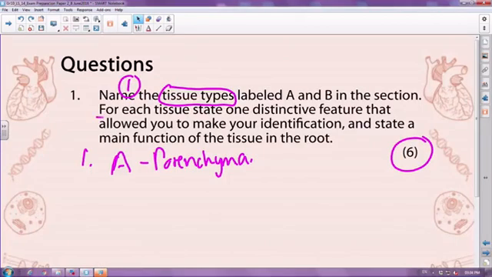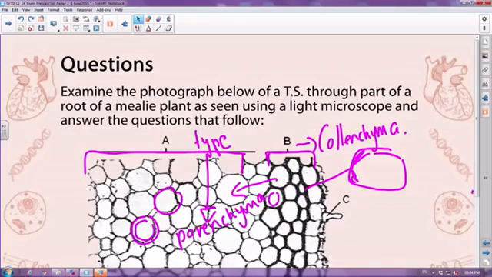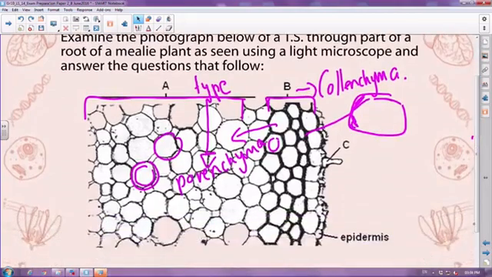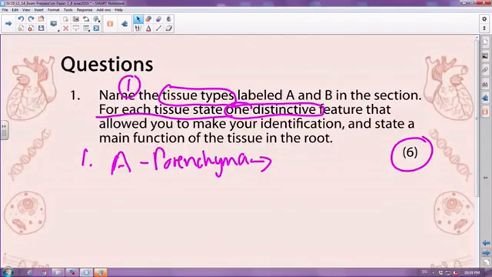Then it says, for each tissue, state one distinctive feature. So you had to say one thing: why did you see that as parenchyma? If we go back to the picture, what do we see? My first thought always is the thin walls. Whenever I think of parenchyma, I think of these very thin walls. I think of the very large vacuoles. That for me would be the most obvious. It says state one distinctive feature, so you had to use the picture on the diagram. You can't think to yourself, no, teacher gave us another one.